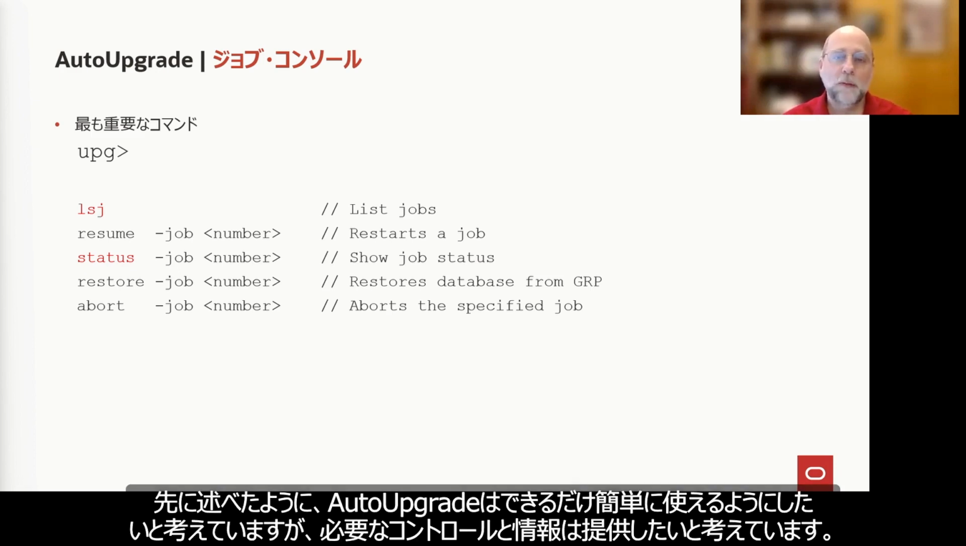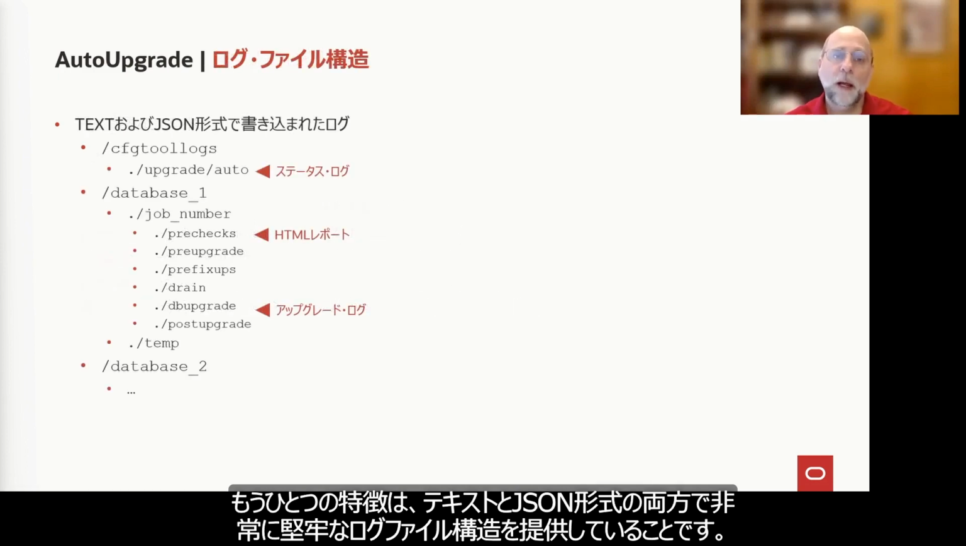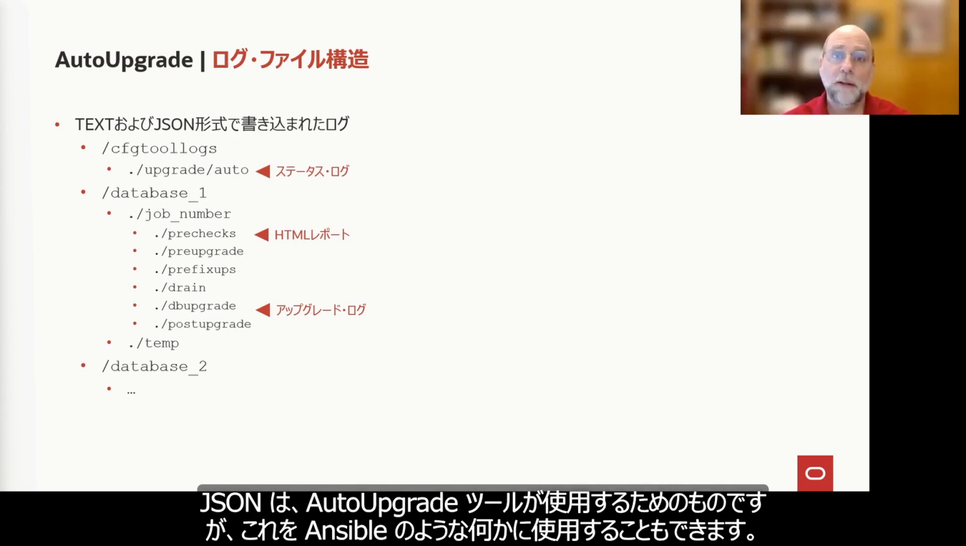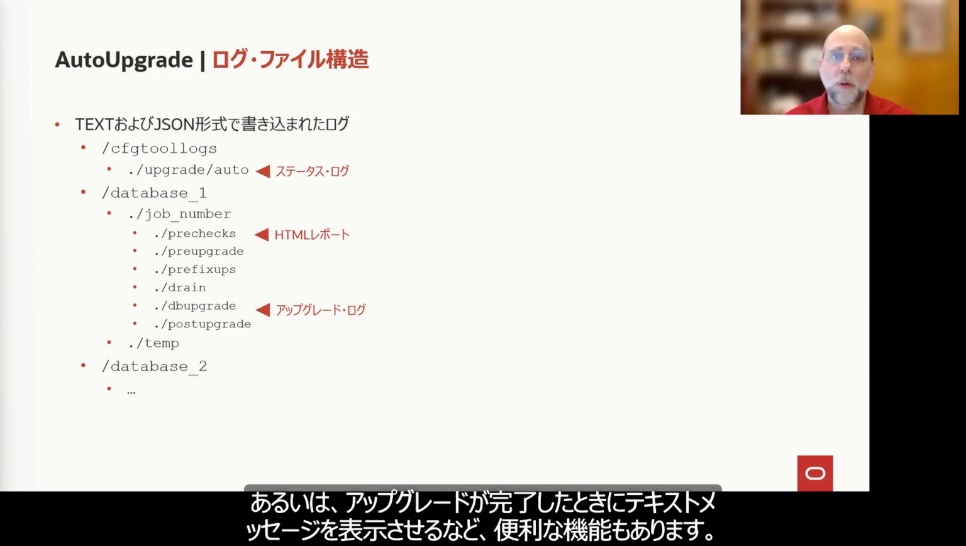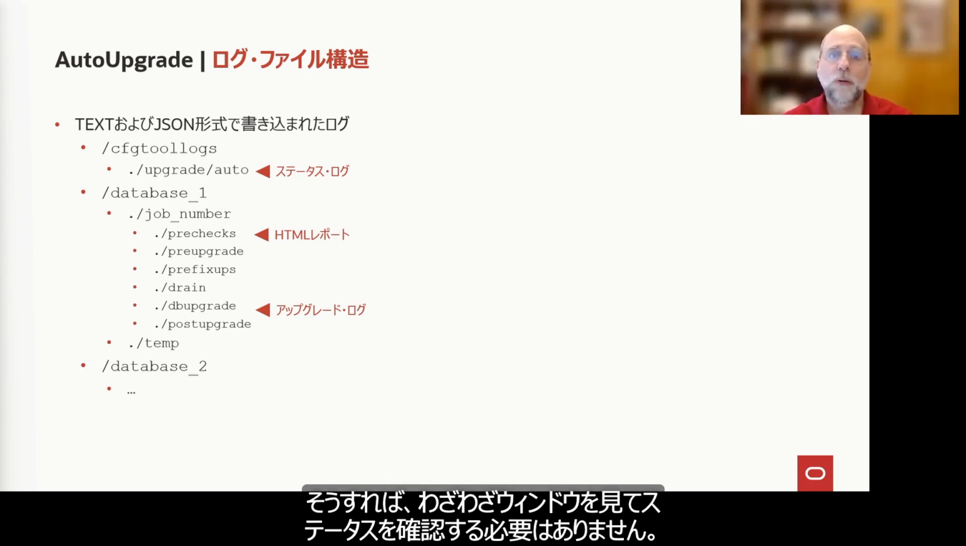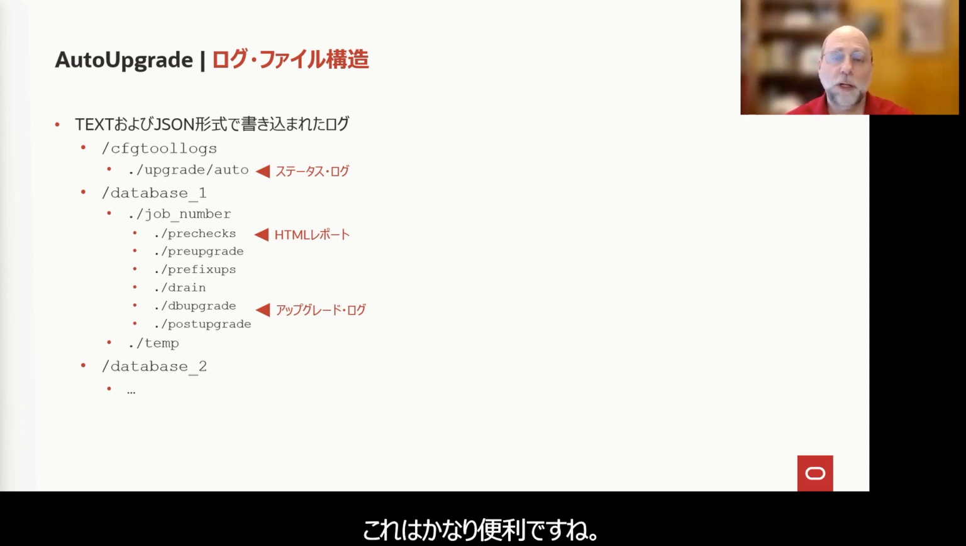So that's one of the areas where, as I mentioned earlier, we want AutoUpgrade to be as easy to use as possible, but to still give you the control and information that you need. And another place we do that is in our logging. We provide a very robust log file structure in both text and JSON format. And the JSON is there both for the AutoUpgrade tool to use, but you could use this for anything, even something like Ansible, where you could do something as useful as, say, having it give you a text message when one of your upgrades completes. That way you don't have to actually watch the window to look at the status. That could be pretty useful.